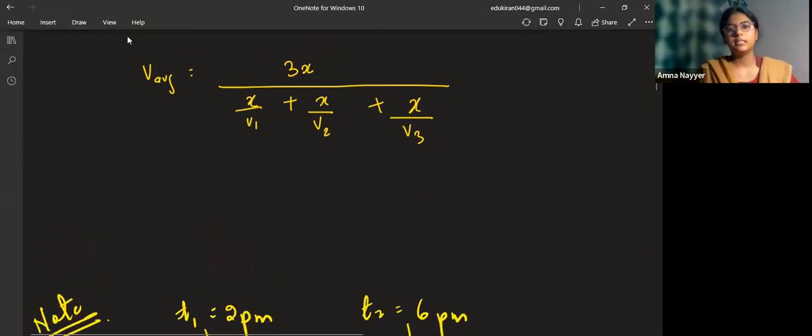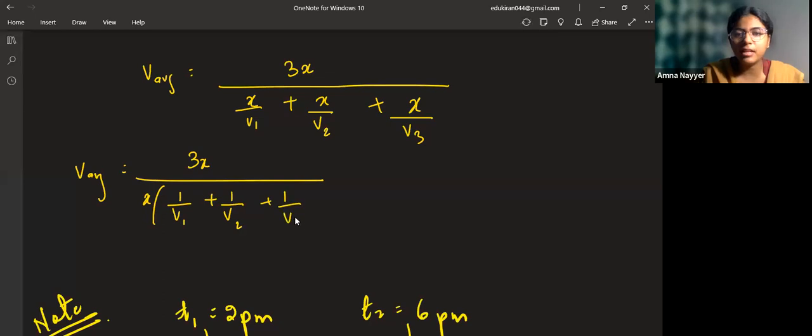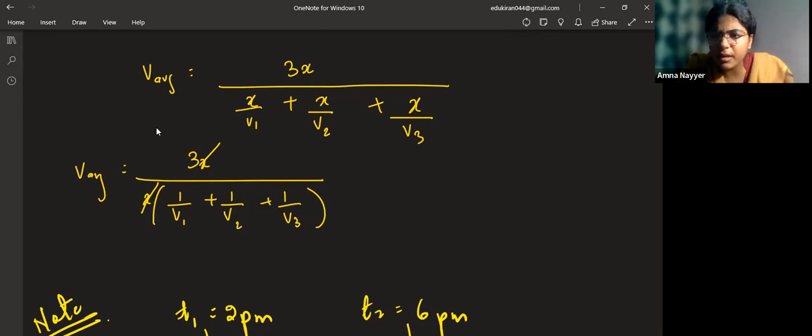Look here. Can I take x common from here? If I take x common in the denominator, I'll be left with 1 by V1 plus 1 by V2 plus 1 by V3. So this x gets cancelled. This was a quantity that was assumed by us. We had taken 3x. X wasn't mentioned in the question. So in my final answer, x shouldn't be there because that is not mentioned in the question. That is something that I have assumed. So that's why in our calculation, x is successfully getting cancelled.